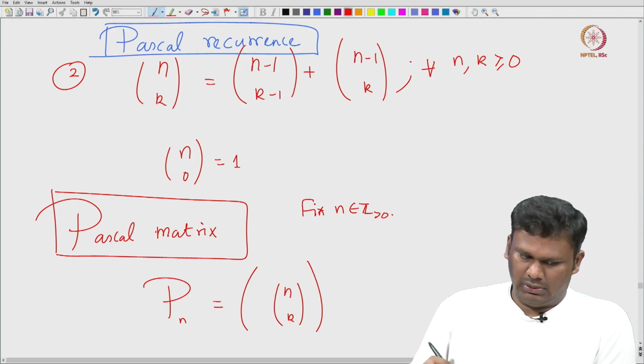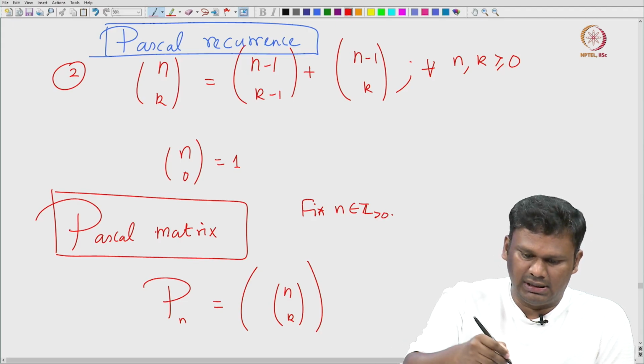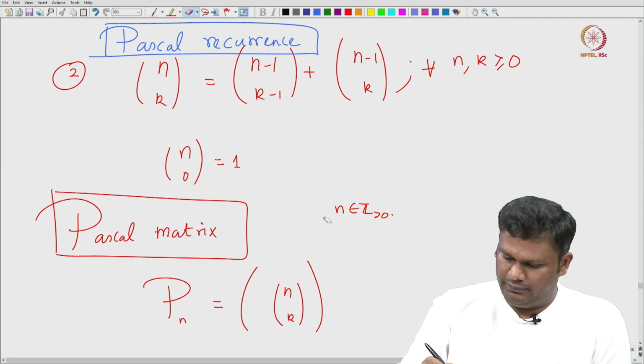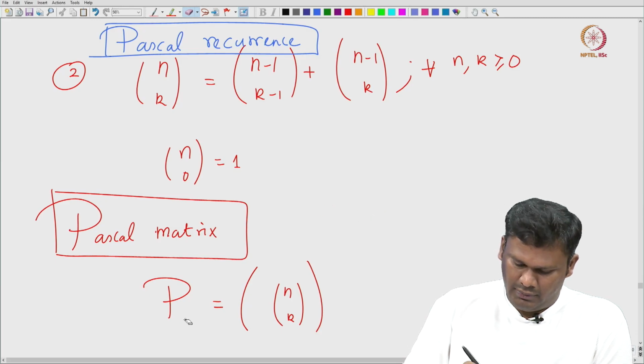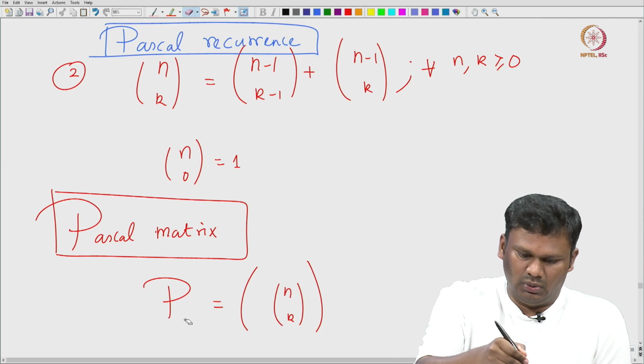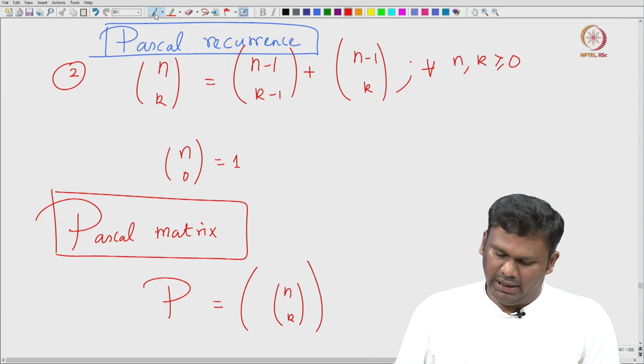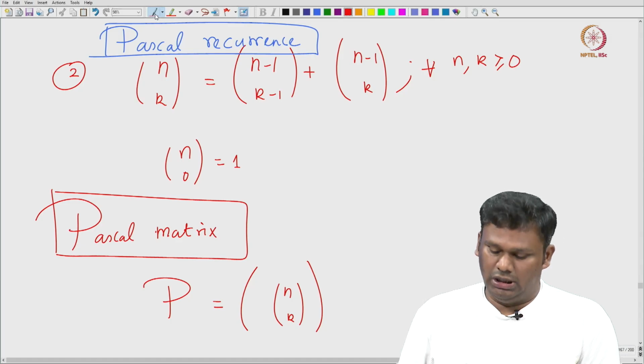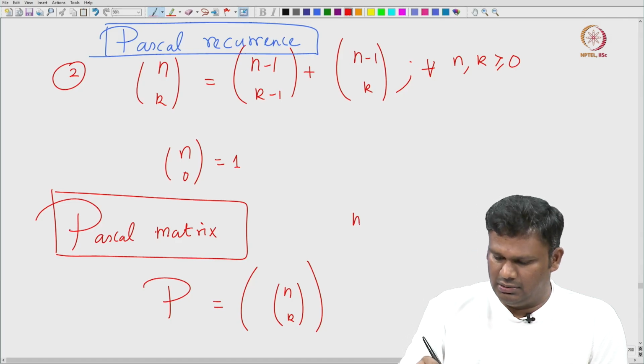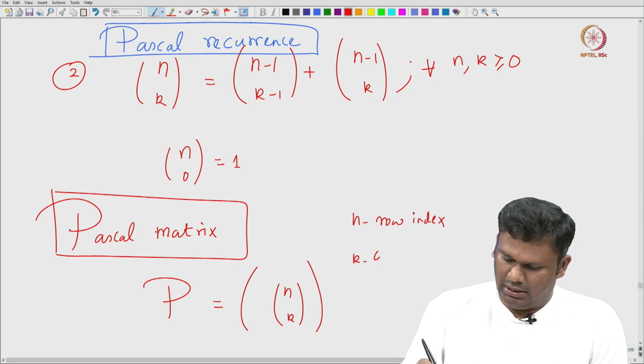So, it is clear what the matrix is. The matrix is given by just the (n, k)th entry being n choose k, where n denotes the row index and k is the column index.